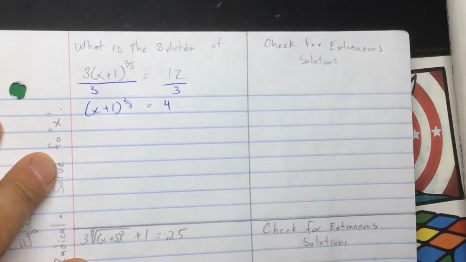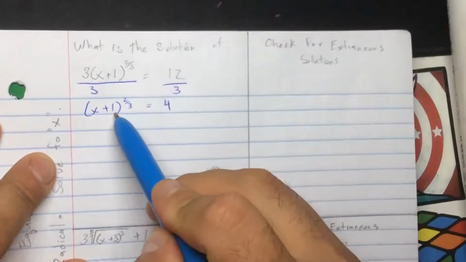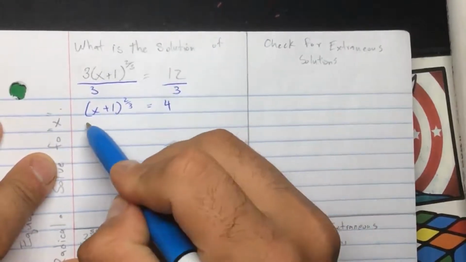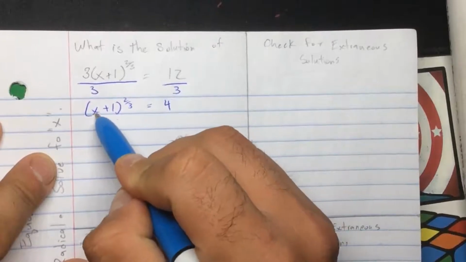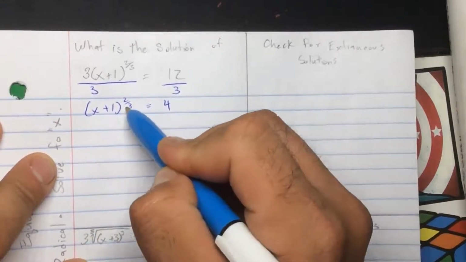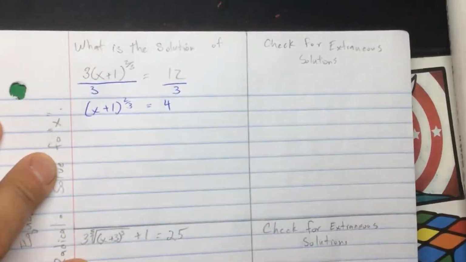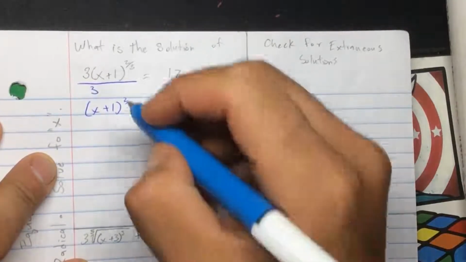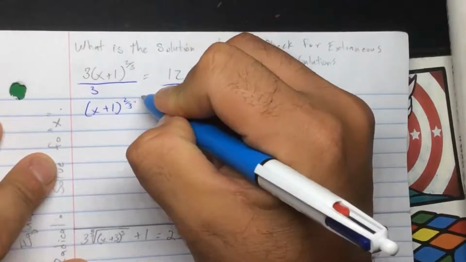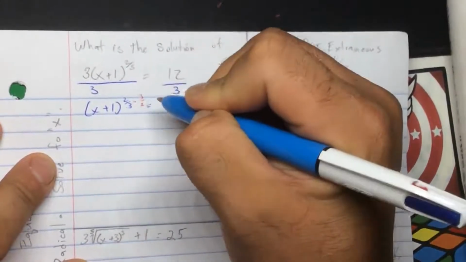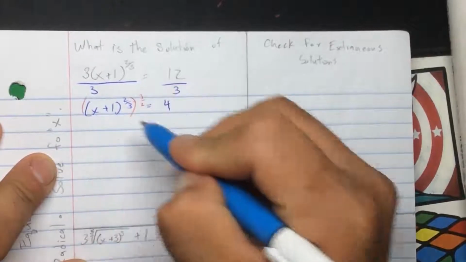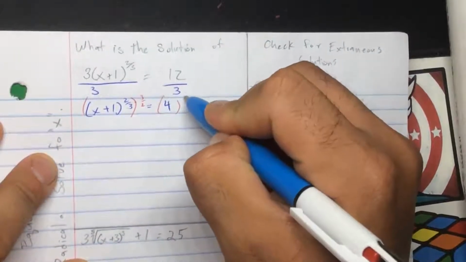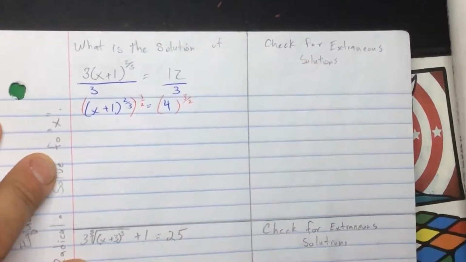So there's two ways you can do this. You can rewrite this as a radical expression by taking the square root to the power of 3 of x plus 1, but I think I'm going to leave it here, and what I'm going to do is multiply it by the reciprocal. So I'm going to raise it to the power of 3 over 2, and I'll do the same thing over here, raise it to the power of 3 over 2.